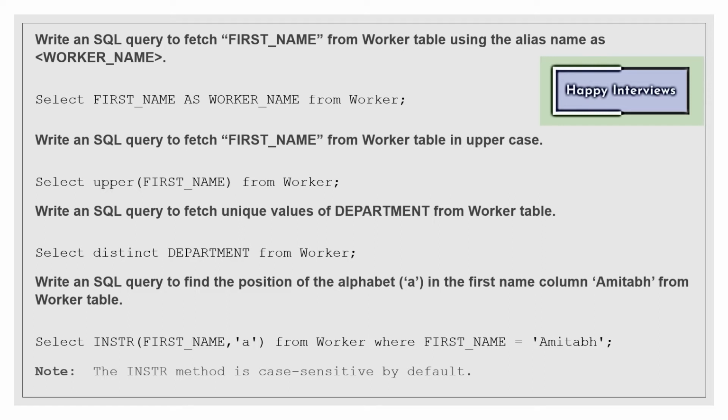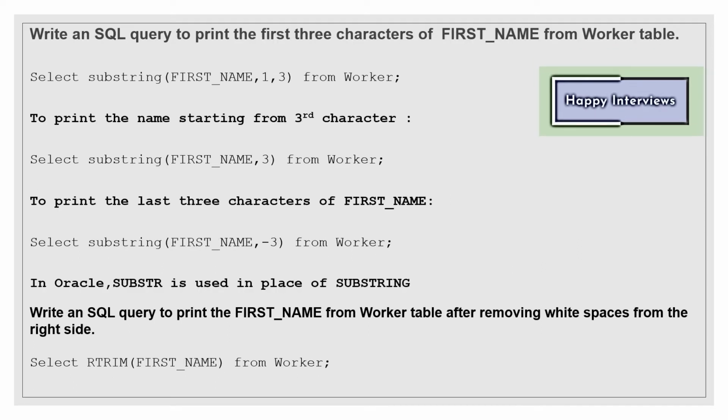Okay, next. Write a SQL query to print the first three characters of a first name of the worker table. So here we will use the substring function. There are two functions, in-string and substring, and some students may get confused between them. In-string will give the position of the character, whereas substring will give a sub part of the complete string, some small subset of that complete string.